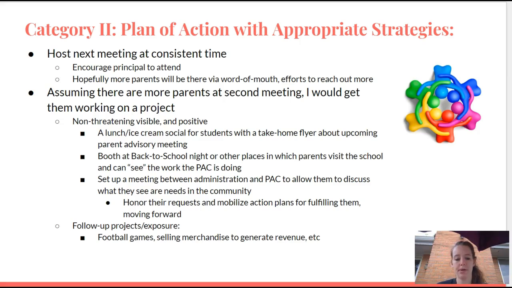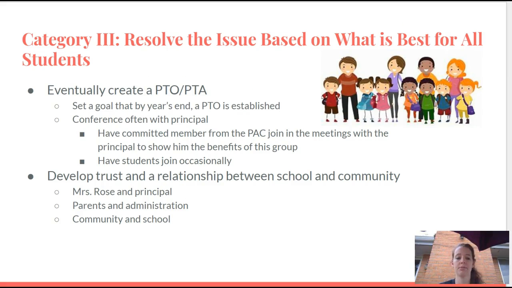I would then just reiterate the follow-up projects and exposure. So maybe booths at football games, selling merchandise to generate revenue for the PAC, and again, kind of building a baseline for the rest of the year and hopefully for years to come. So finally, to resolve the issue, we need to create a PTO or PTA where parents and teachers come together to realize and actualize what the school needs.